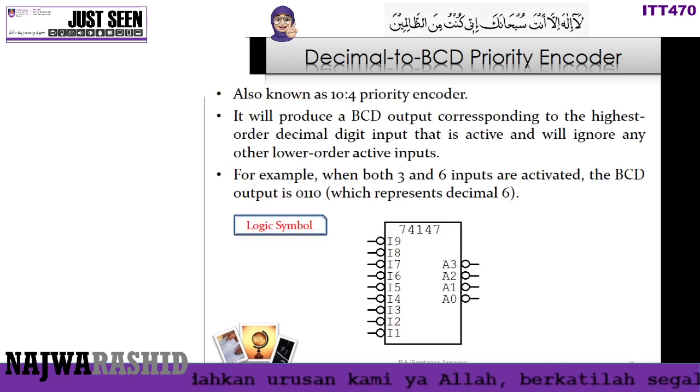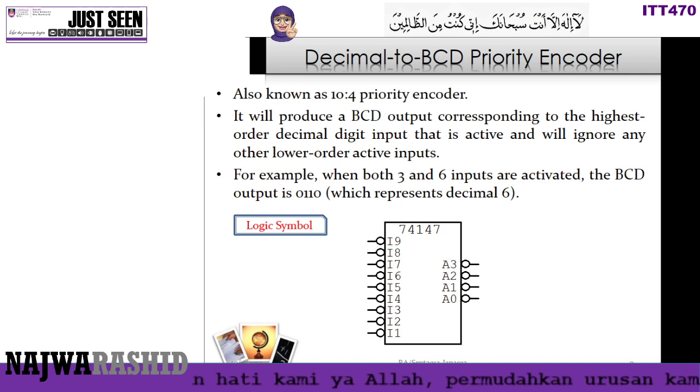Okay, the next encoder is referred to as the priority encoder. So the first one is the simple encoder. This one is the priority encoder. This priority encoder, also known as a 10:4 priority encoder, will produce a BCD output corresponding to the highest order decimal digit input that is active and will ignore any other lower order active input.